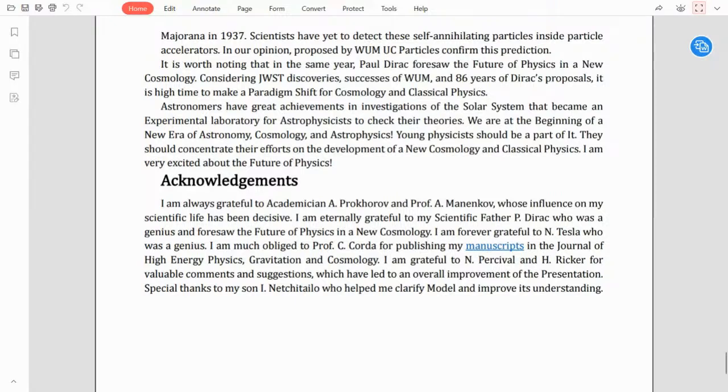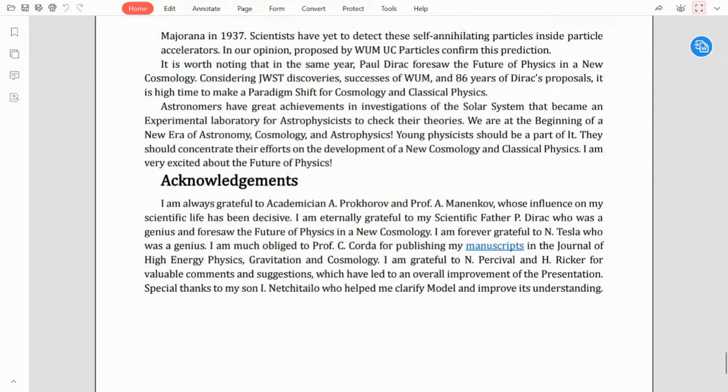It is worth noting that in the same year, Paul Dirac foresaw the future of physics in a new cosmology. Considering JWST discoveries, and 86 years of Dirac's proposals, it is high time to make a paradigm shift for cosmology and classical physics.